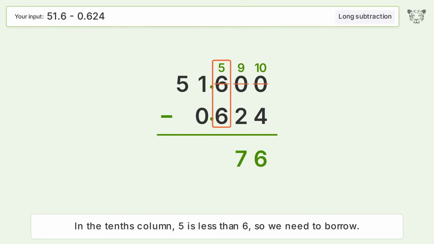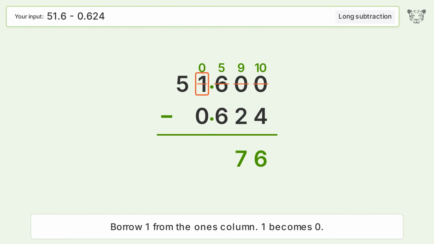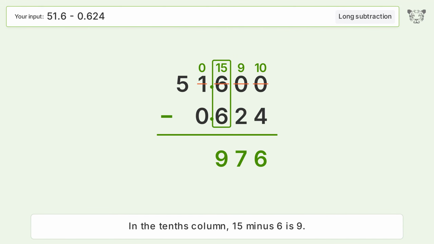In the tenths column, 5 is less than 6, so we need to borrow. Borrow 1 from the ones column. 1 becomes 0. The 5 in the tenths column becomes 15. In the tenths column, 15 minus 6 is 9.